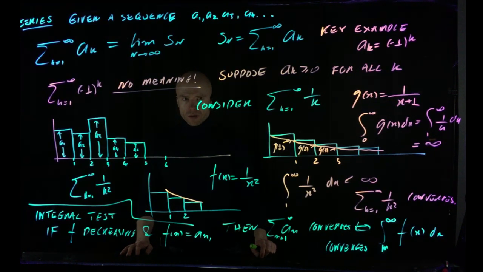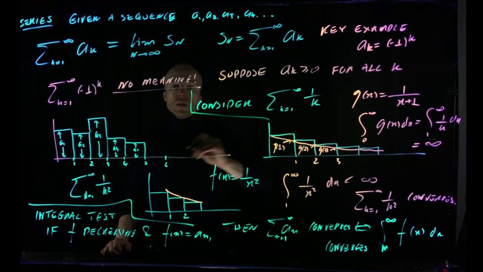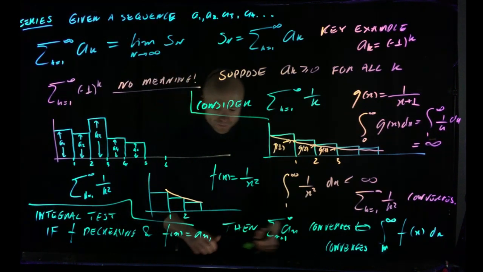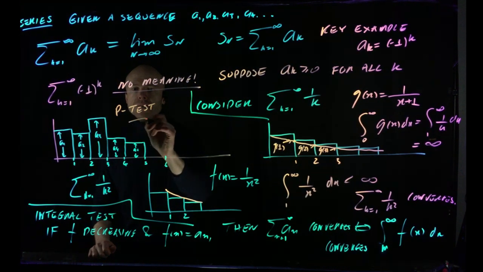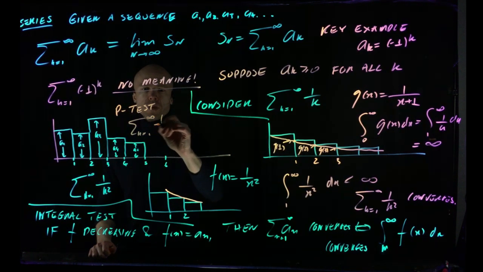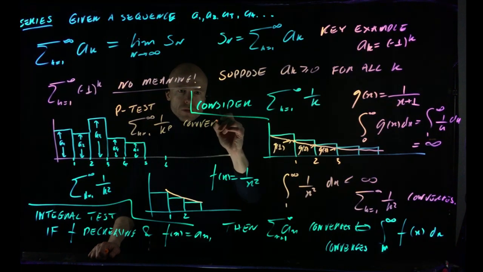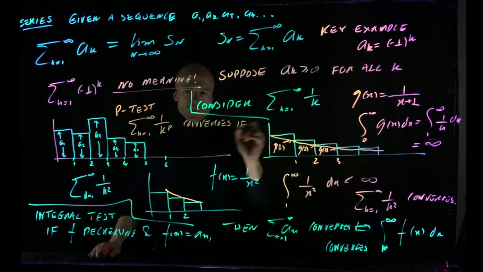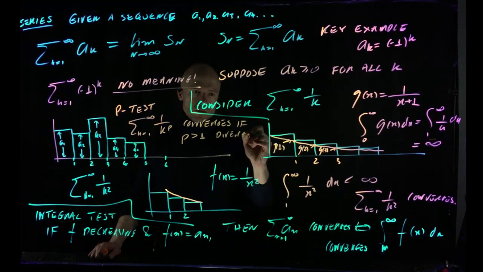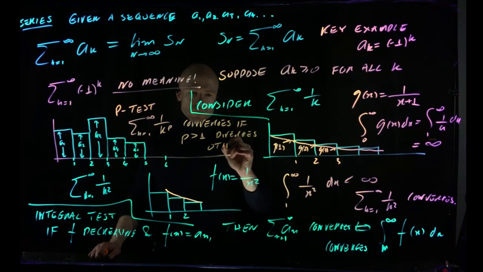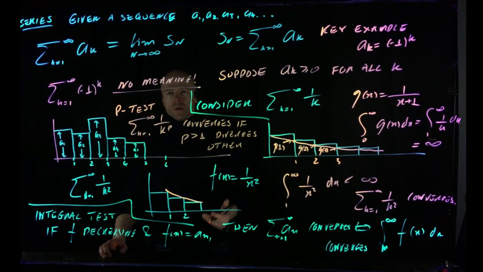And that's one of the key things we have to understand. It also gives us the so-called p-test. The sum from k equals 1 to infinity of 1 over k to the p converges if p is bigger than 1 and diverges otherwise, just because the integral of 1 over x to the p converges if p is bigger than 1 and diverges otherwise.